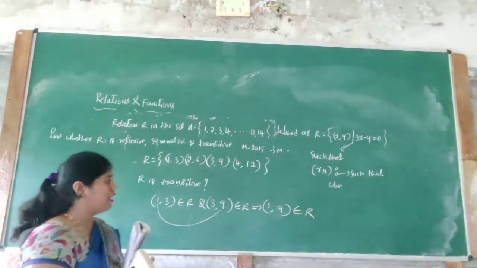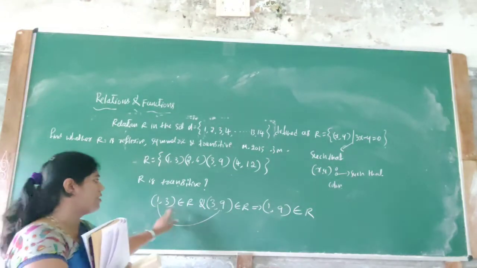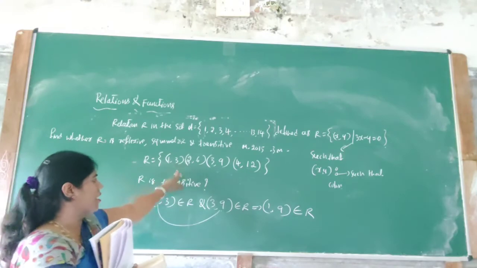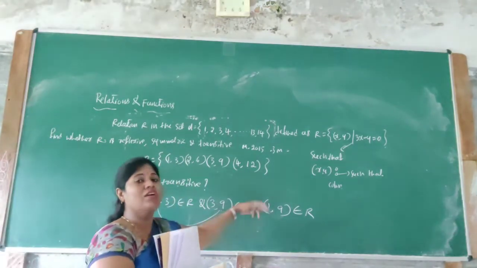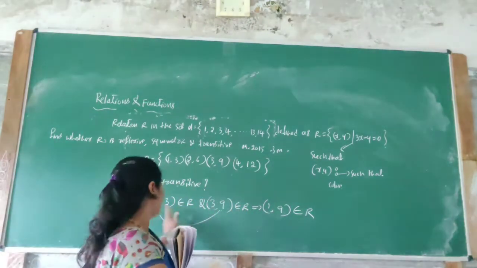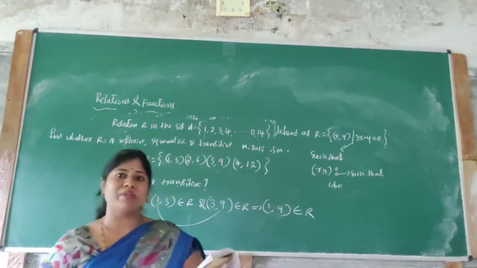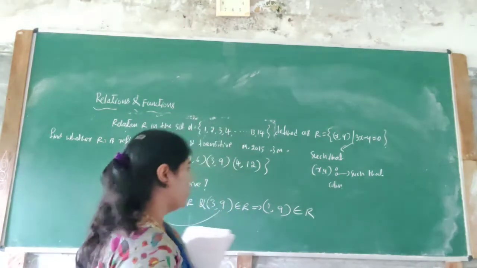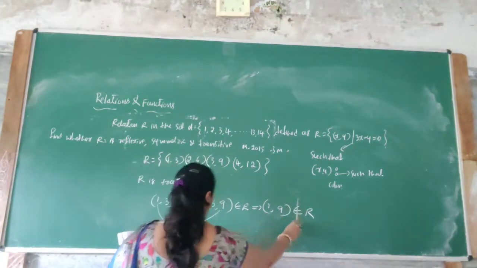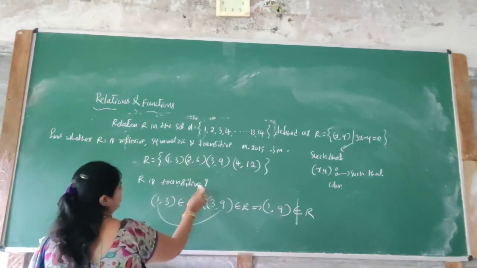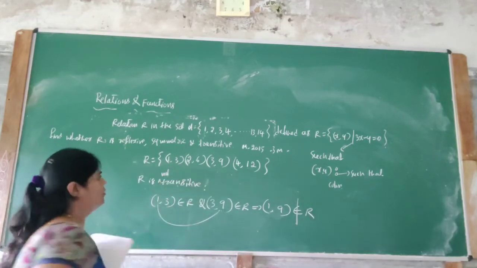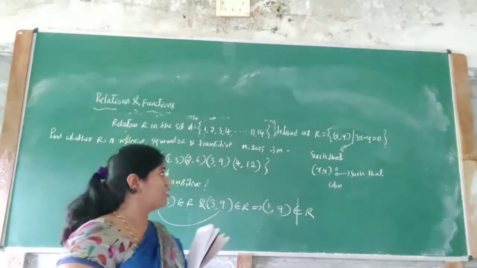Is there any (1,9) in the set R? (1,3) is there in the set R, of course. (3,9) is also there in the set R. Implies (1,9) should also be there in the set R. Then only it is called transitive. It is not there in the set R. Therefore, R is not transitive. You understood this one?